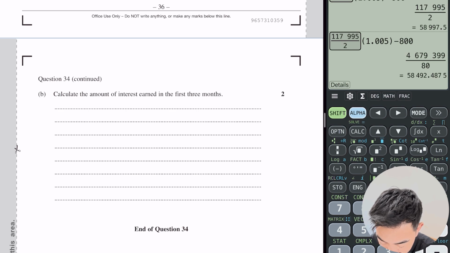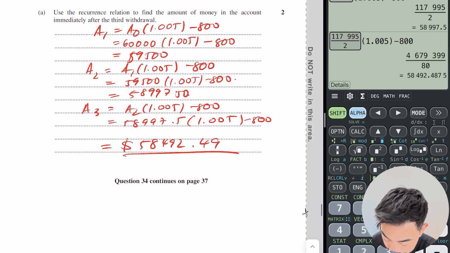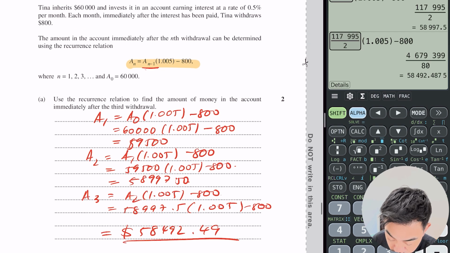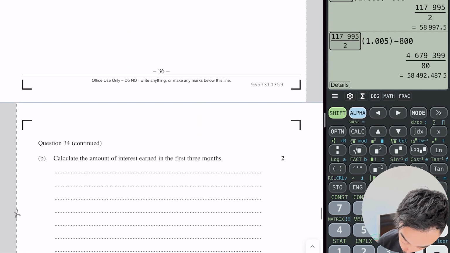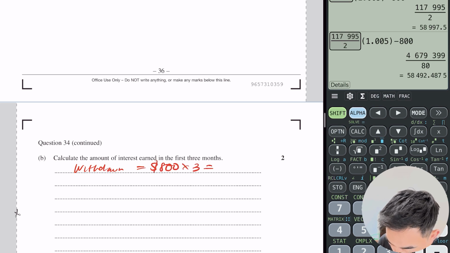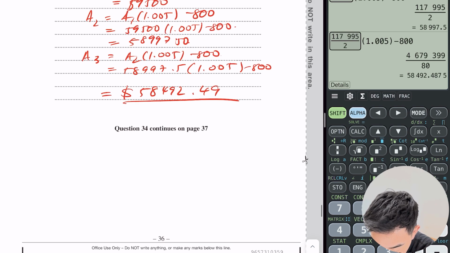All right, 34. Calculate the amount of interest earned in the first 3 months. Okay, so let's think about this. Interest earned in the first 3 months. So how much has she withdrawn, right? In the first 3 months, she has withdrawn 800 per month. 800 times 3, so that's 2,400 that she's withdrawn.